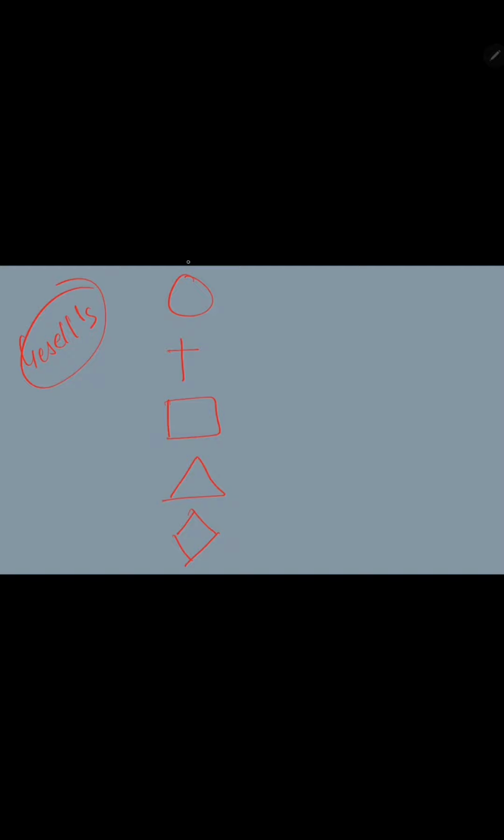Now what is this? Circle: as we know, a child learns to draw the circle at about 3 years. Then the child learns to draw the plus at about 4 years. Then a square at about 5 years. Then a triangle at about 6 years, and then a diamond at about 7 years. This is what is assessed in Gesell's test, wherein we give the child a sheet of paper and ask them to draw these. This is a very easy and very important test.